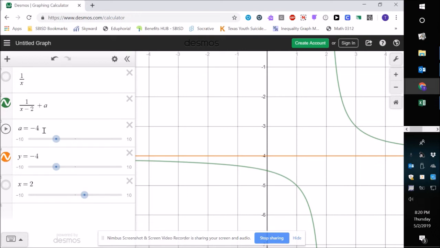So we're going to be using this to determine transformation, and then identifying asymptotes, x-intercept, y-intercepts. You're going to need all that information for your graphs. Now let's talk about domain and range. I'm going to leave my horizontal asymptote on, and then I'm going to turn on my vertical asymptote, which is shown in red.